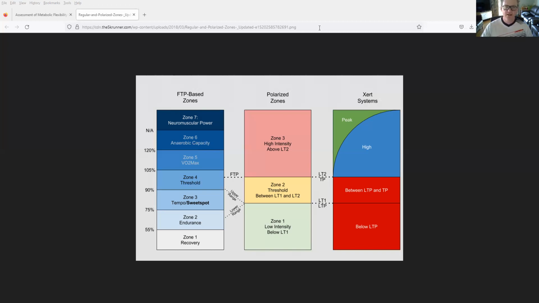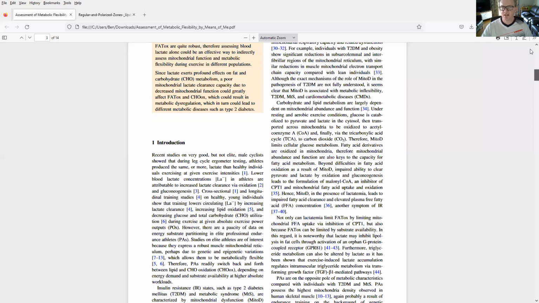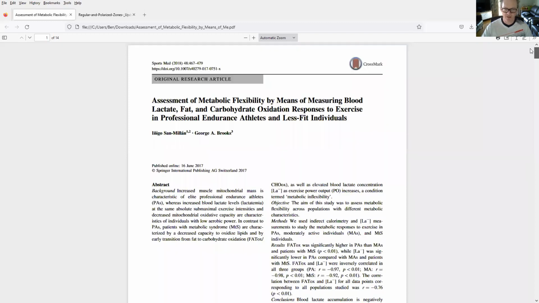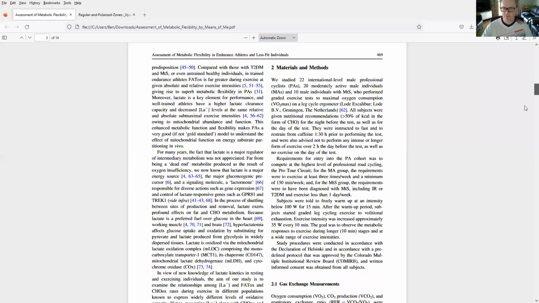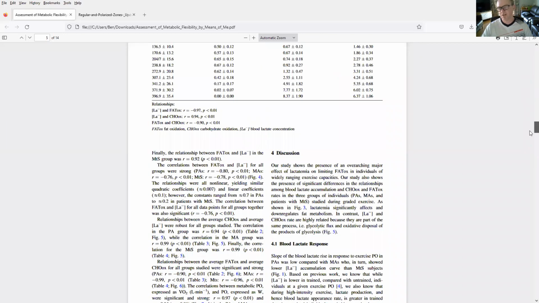So now that we understand that, I thought I'll come over here and have a look at this. So this particular article here is an article by Sam Milan and Brooks. Sam Milan coaches Pogacar, among other people.